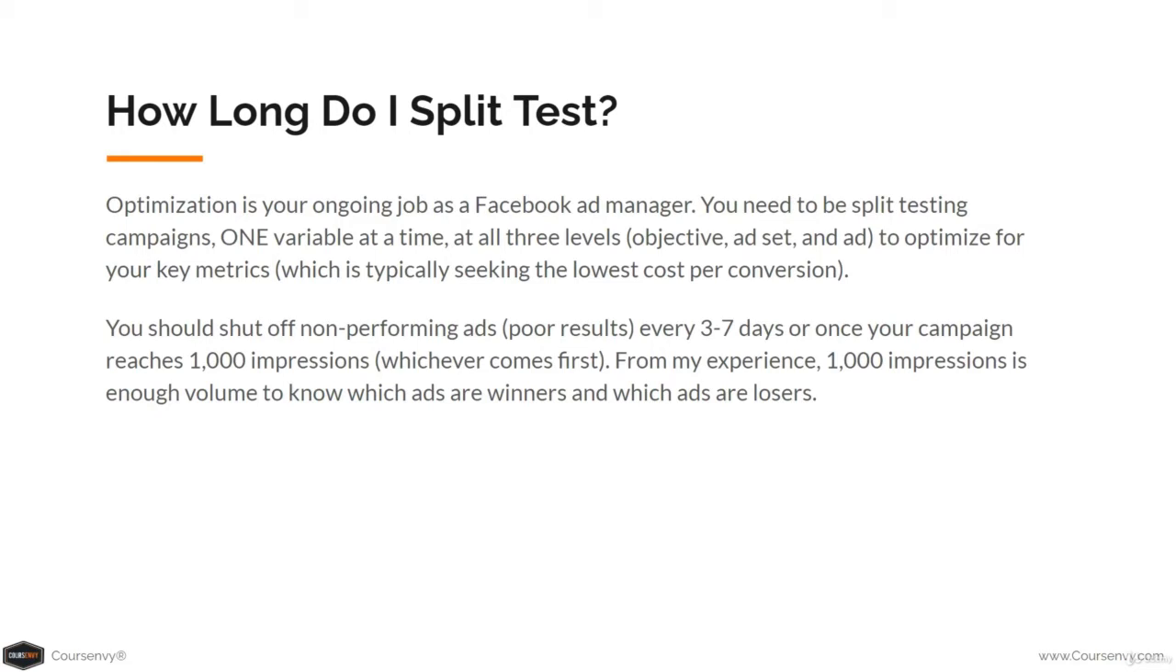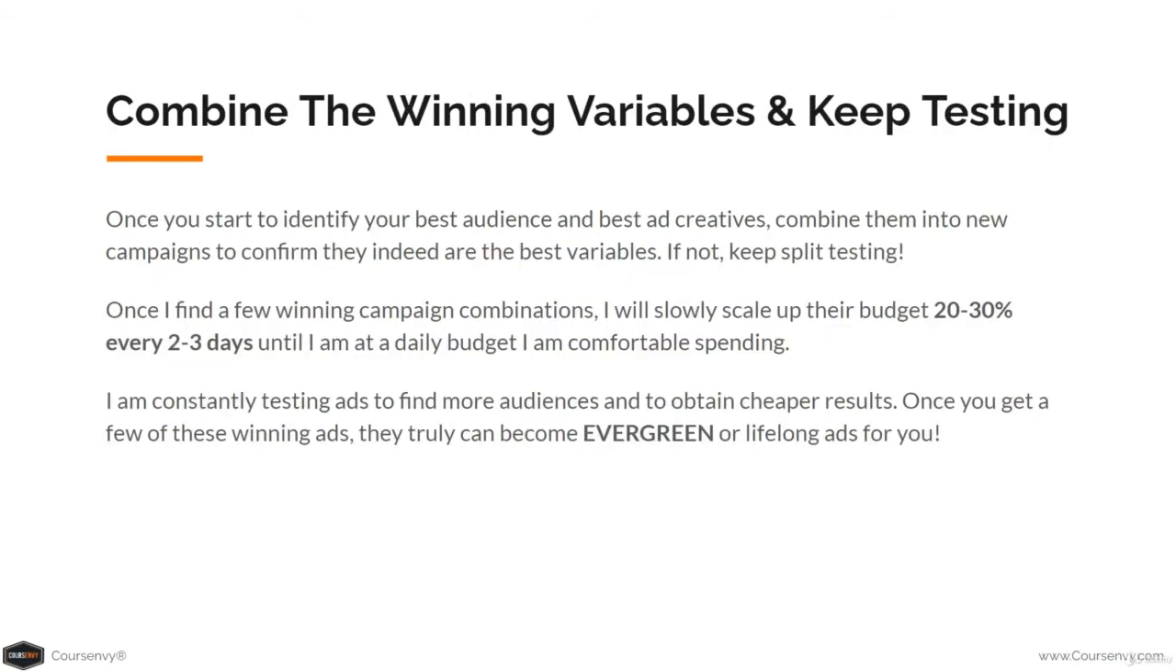You should shut off non-performing ads with poor results every 3 to 7 days, or once your campaign reaches 1,000 impressions, whichever comes first. From my experience, 1,000 impressions is enough volume to know which ads are winners and which ads are losers. Combine the winning variables and keep testing.